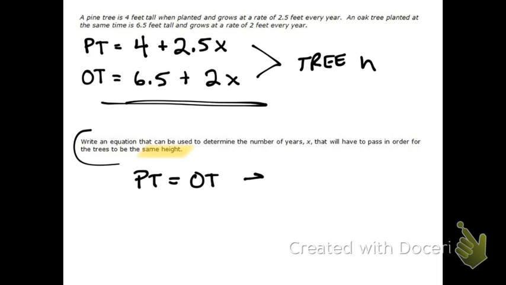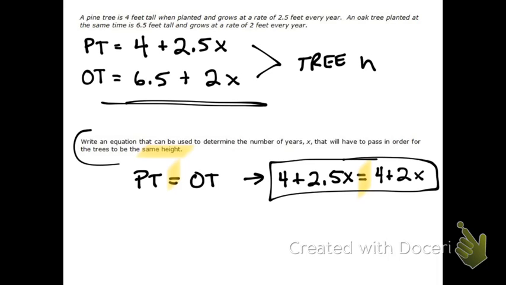So what I'm going to do is substitute my expressions in. Instead of my pine tree, I'm going to put 4 plus 2.5x. I want them to be the same, just like I have an equal sign over here, I want to have an equal sign over here. And then I put my oak tree on the other side. 4 plus 2x. And there is our equation. We have variables on both sides, but this is going to tell me when my heights are the same.